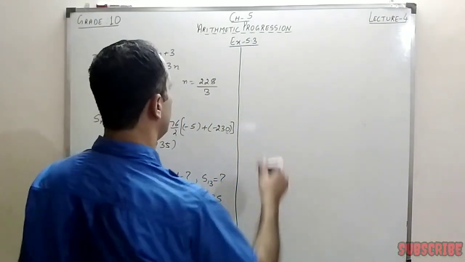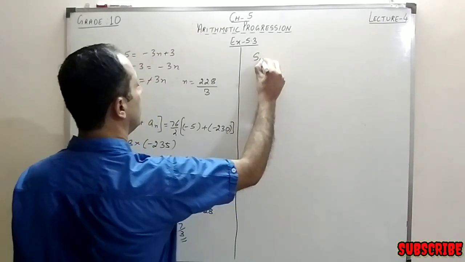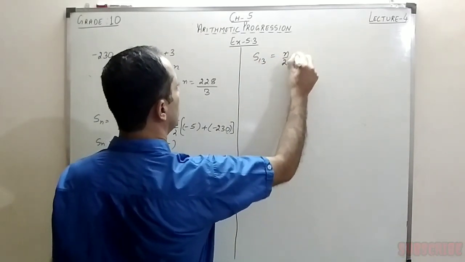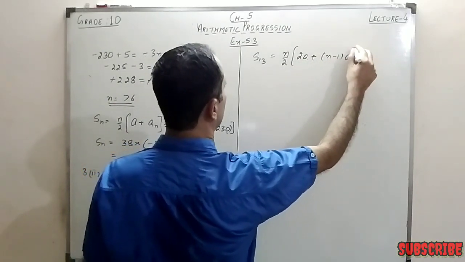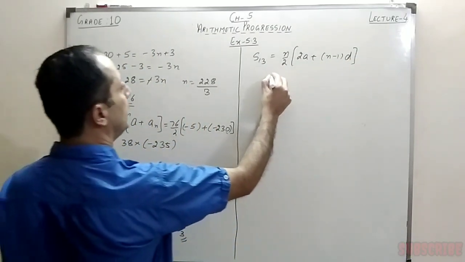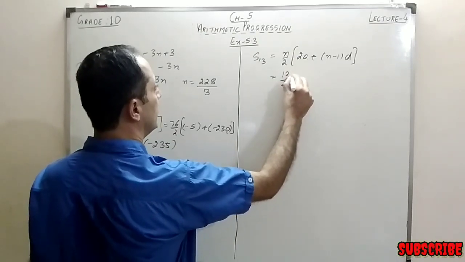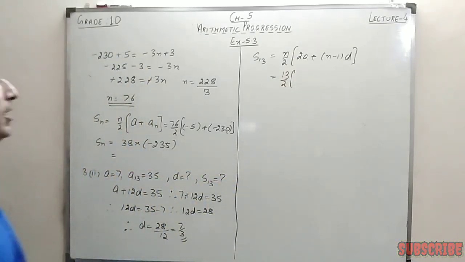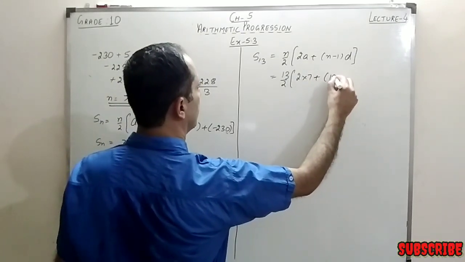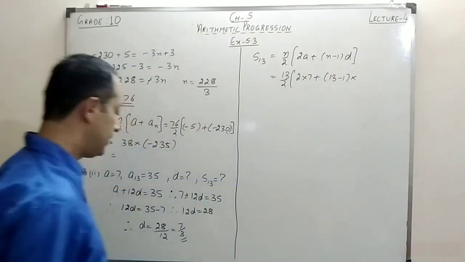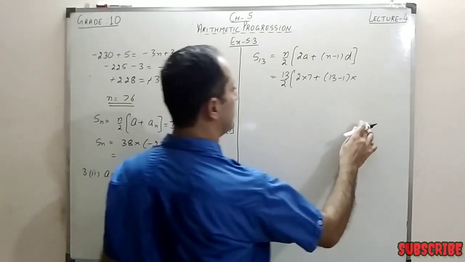Now the sum of 13 terms, obviously the relation I have is n by 2 into 2a plus n minus 1 into d. So I substitute the value of n as 13 here. This is 13 by 2. Now a is 7, so I write 2 into 7 plus 13 minus 1, and the d is 7 by 3. So I write it as 7 by 3 here.